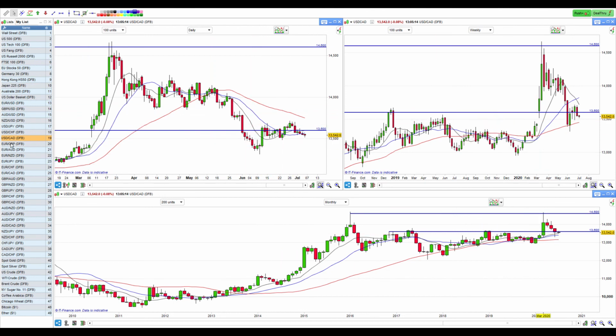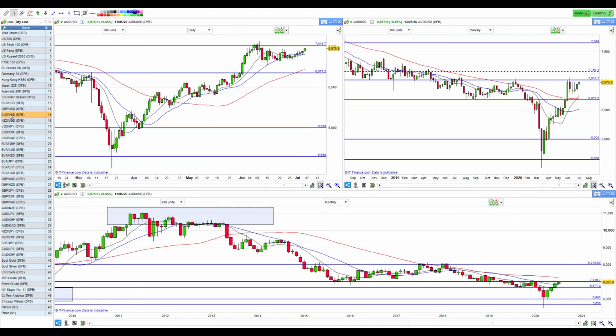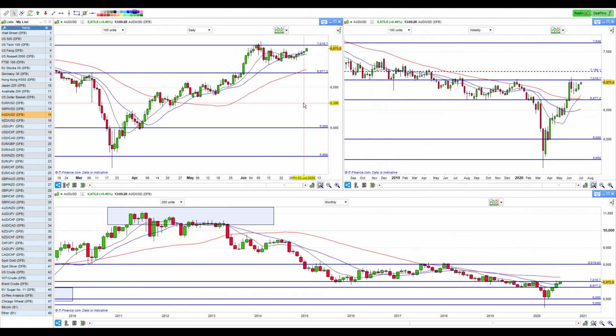I'm not including them really in my total analysis because dollar yen does its own thing. Dollar Swissy is doing its own thing as well, and dollar CAD as well, doing its own thing. So that's pretty much it for me. I really like the look of the Aussie pair against US dollar, and some of the crosses are also looking quite interesting this week.